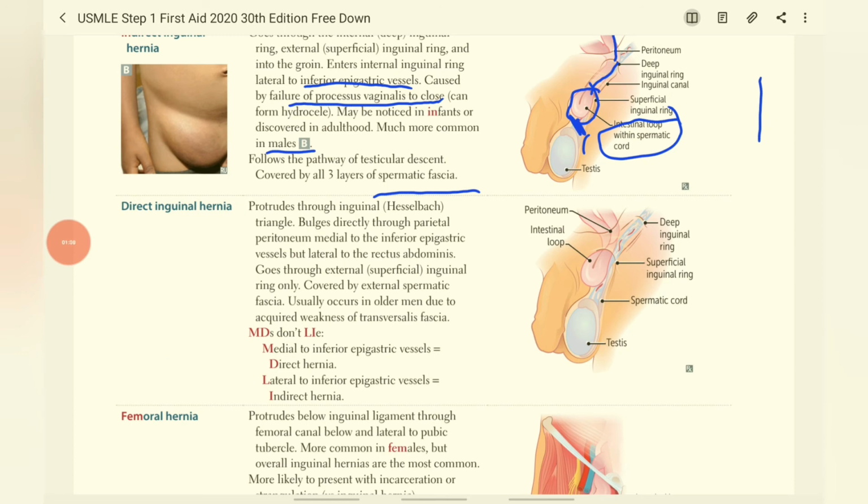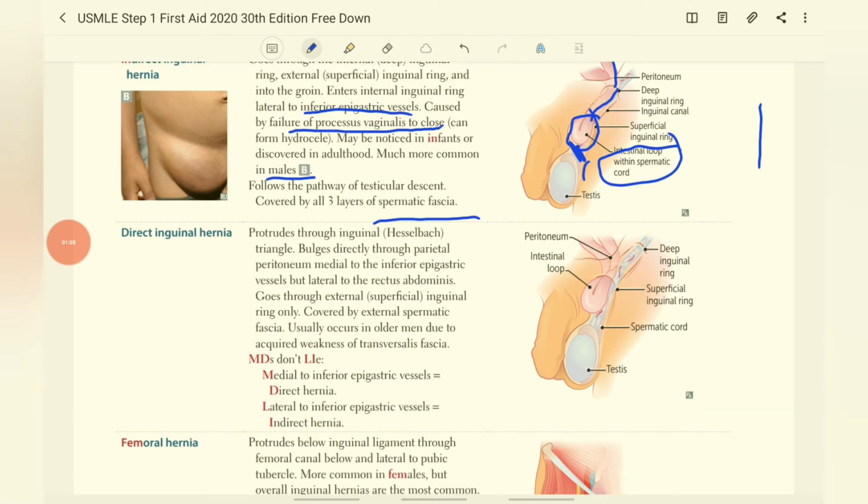In the case of the direct hernia, we can see the intestinal loop directly herniating through the superficial inguinal ring over here. It is not passing through the deep inguinal ring. Here we can see this hernia is medial to the inferior epigastric vessels, but the indirect one is lateral to the inferior epigastric vessels.